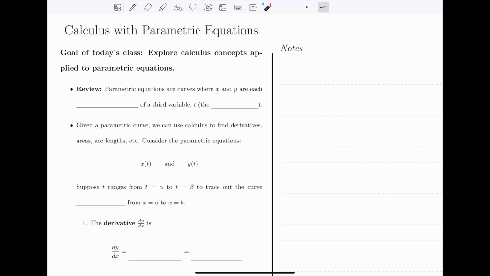So remember that parametric equations are curves where x and y are each functions of a third variable, which is called the parameter. So x and y are independent of each other, but they're both functions of t, which we call the parameter.